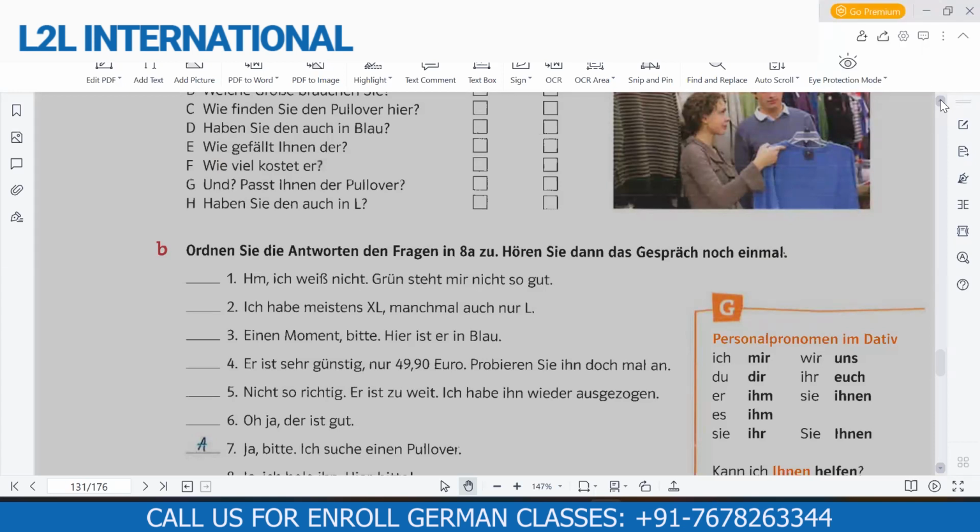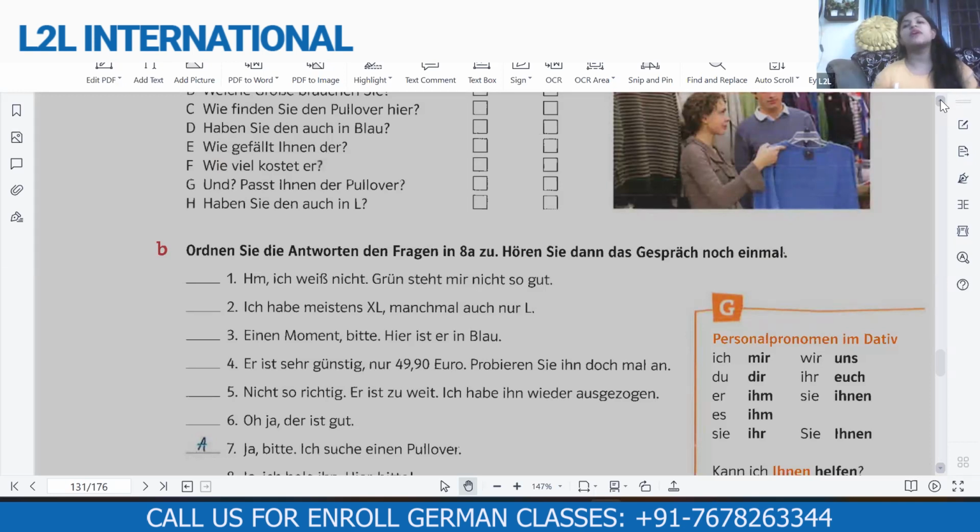कैसा लगा sweater? इसका answer. What would be the Antwort? Ashwin, welche Antwort haben Sie für diese Frage? Nummer 5. Okay, lesen Sie. Nicht so richtig. Er ist so weit. Ich habe ihn wieder ausgezogen. Ausgezogen. Nicht so richtig, not so right. Es ist so weit. White means broad, chauda. It is very broad. Ich habe ihn wieder ausgezogen.